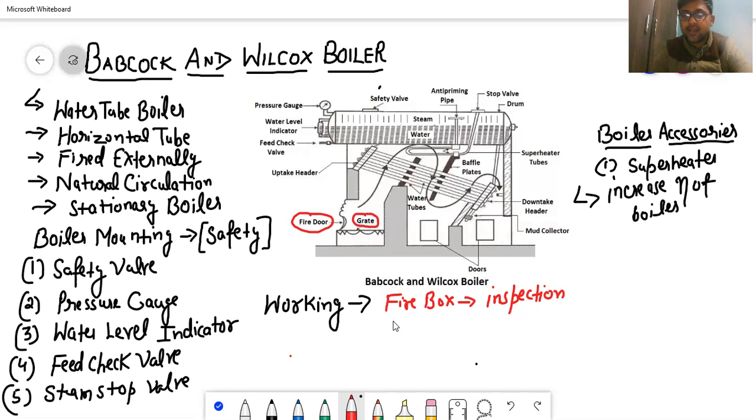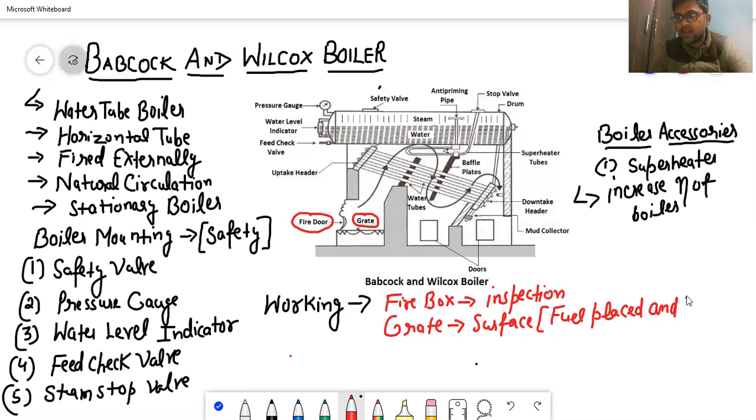What is a grate? Grate is that portion of the furnace over which the fuel is placed. Clear? So grate basically is a surface over which we are going to place fuel for the burning. Clear? Fuel is placed and burned over the grate.